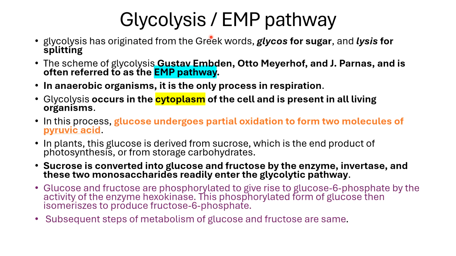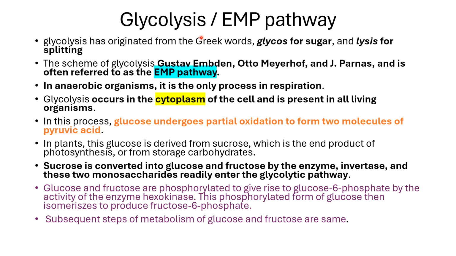Glycolysis is derived from the Greek words glykos, which means sugar, and lysis, which means splitting. Now, this scheme was given by Embden, Meyerhof, and Parnas. That's why it is also called the EMP pathway. Now, if you consider all the living organisms, glycolysis is the common pathway in them, and in prokaryotes or the anaerobic organisms, the only process of respiration found in them is glycolysis.